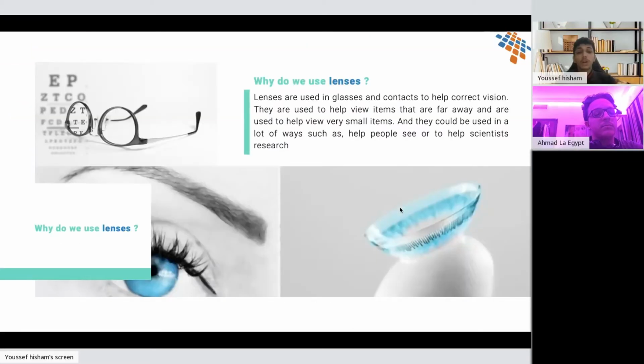So, why do we use lenses? Right now in our generation, we have a lot of uses for lenses, like making glasses, as my partner said, also using them in contact lenses, and using them for people that have problems with farsightedness and nearsightedness.